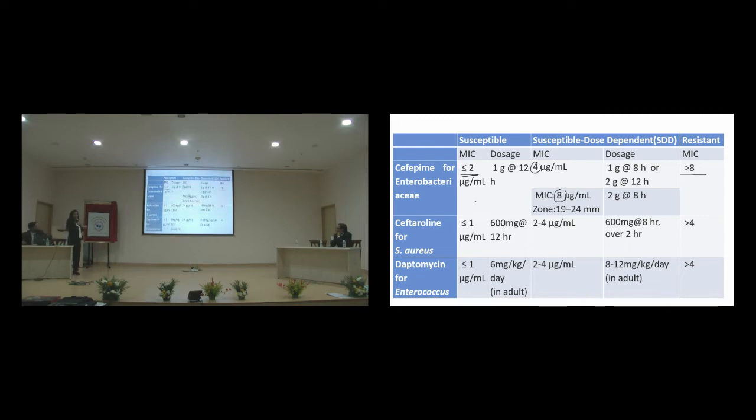what dose is it arrived at? Less than or equal to 2 is arrived at a dose of 1 gram 12 hourly. If it is in the sensitive range, this is the dose recommended. Suppose it is 4 microgram per liter, the dosage advised is 1 gram every 8 hours or 2 gram every 12 hourly can be given. If the MIC is 8 microgram, 2 gram 8 hourly is recommended.